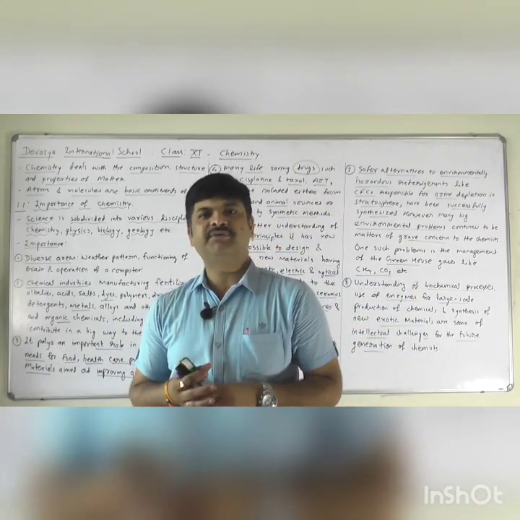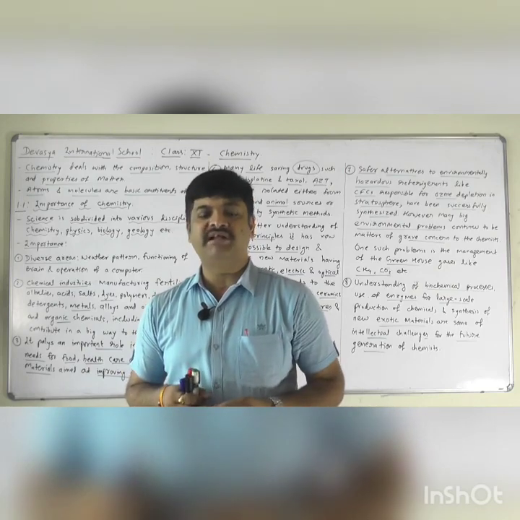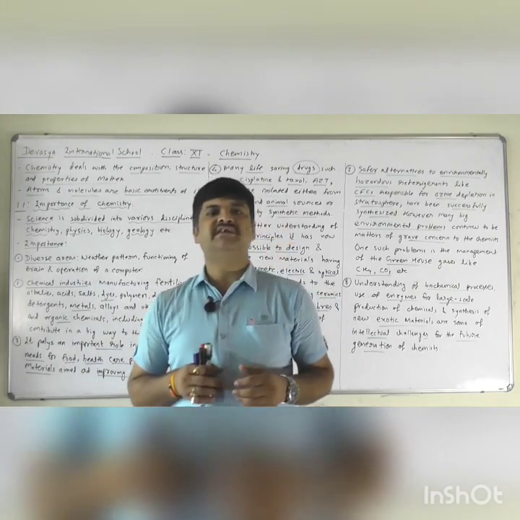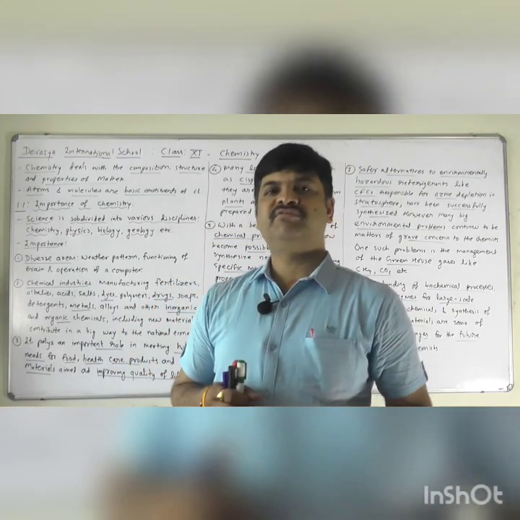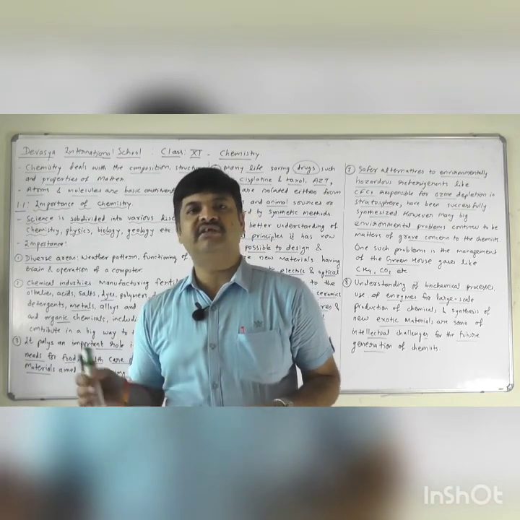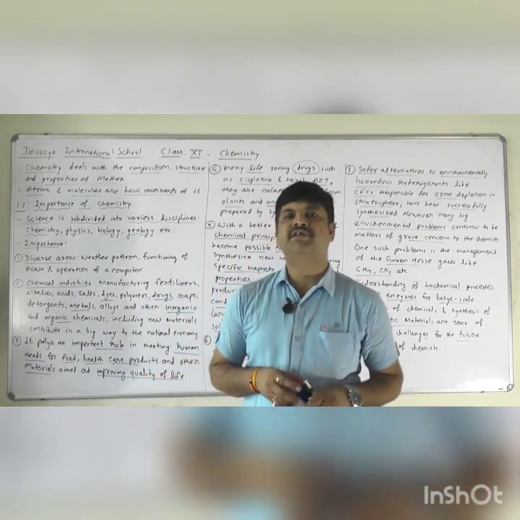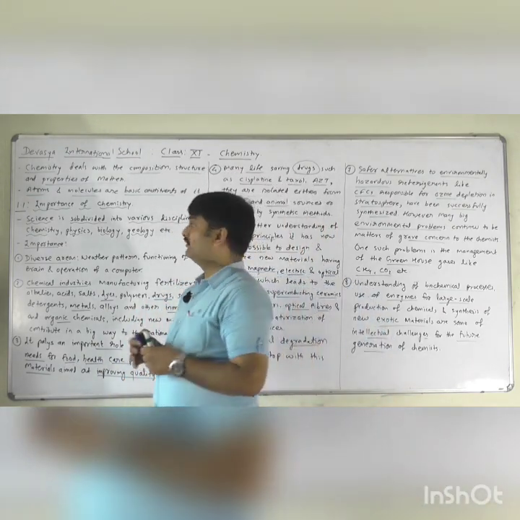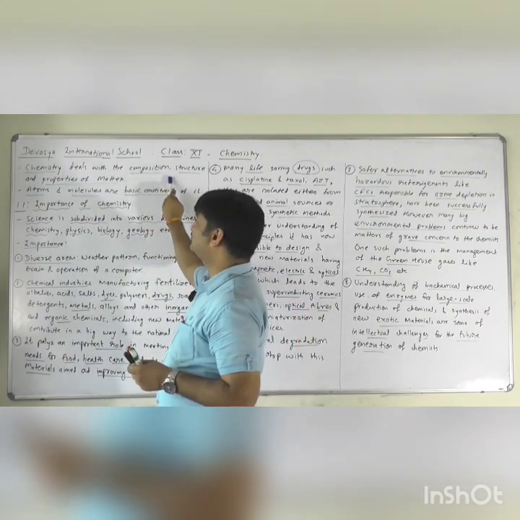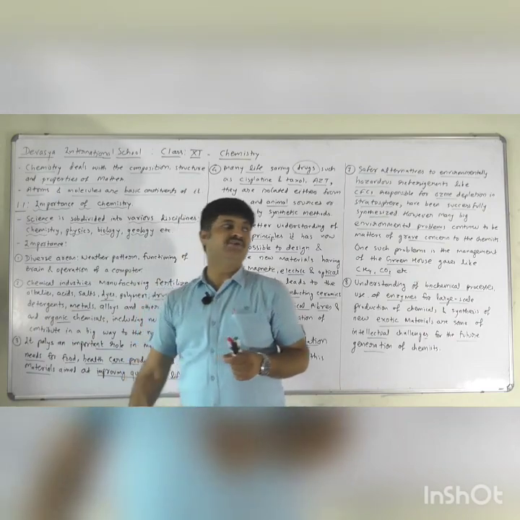In chemistry, so many different types of branches are there. With the help of these branches, generally our lifestyle becomes easy. So which type of things are we discussing here? That type of thing will be given in chapter number 1. Here first of all, this is the definition: chemistry deals with the composition, structure and property of matter.